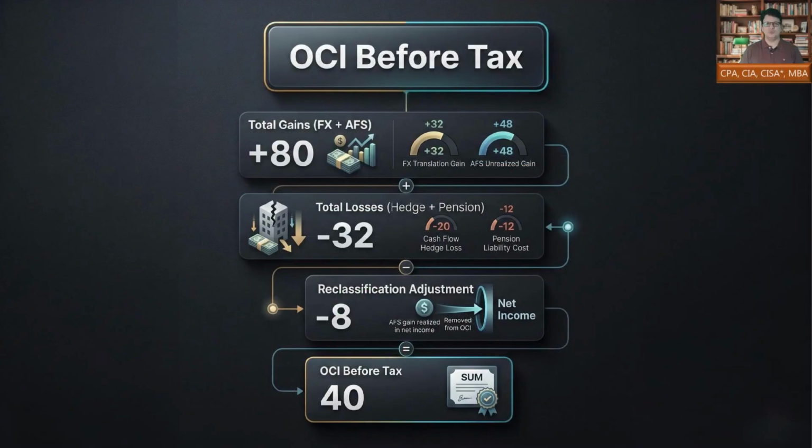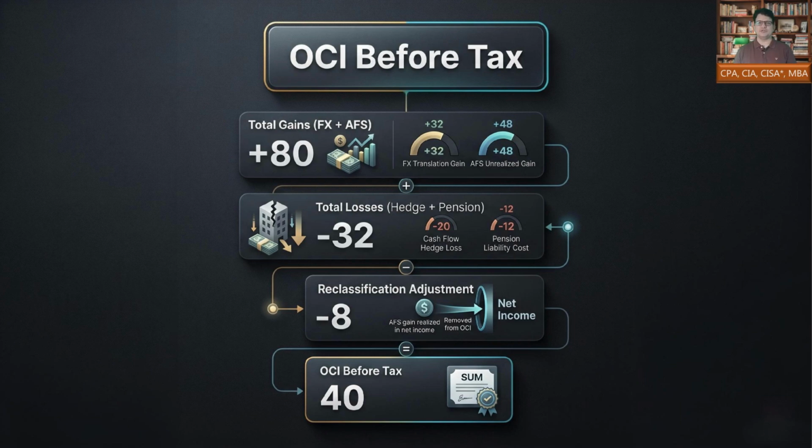Let us calculate OCI before tax. The gains are 32 plus 48, giving total gains of 80. The losses are 20 plus 12, giving total losses of 32. Then we subtract the reclassification adjustment of 8 because that amount has moved into net income. So the calculation is 80 minus 32 minus 8, which gives OCI before tax of 40.